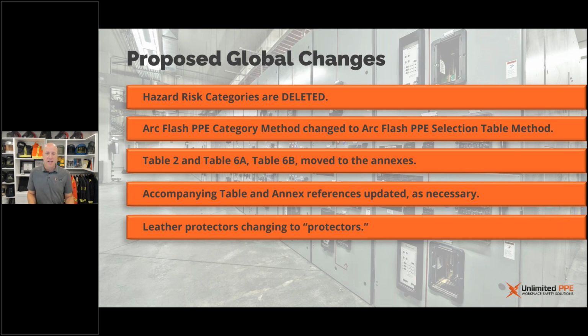And then table 6A and table 6B are moved to the annexes. Table 6A was the previous method, or the category method, for selecting PPE. It will be brought into Annex V along with the other new method that we introduced in 2021. So in Annex V, you'll now have two different table selection methods to choose from. And then the accompanying table and annex references are updated as necessary throughout the entire document. We also made other global changes such as leather protectors changing to protectors.